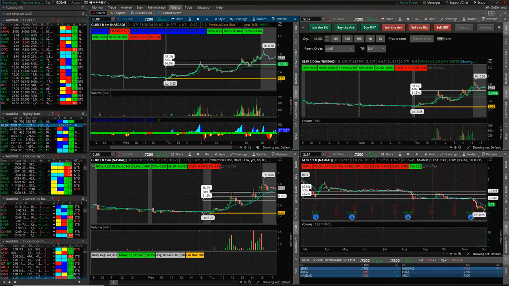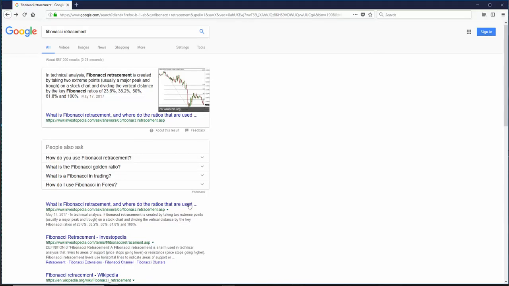On Investopedia.com you can get a ton of information about Fibonacci retracements. Basically, in a nutshell, in technical analysis, Fibonacci retracements are created by taking two extreme points, usually a major peak and trough on a stock chart, and dividing the vertical distance by the key Fibonacci ratios of 23.6, 38.2, 50, 61, and 100. There are other numbers, and things called extensions and other stuff that can get really complicated, but I'm going to try to explain this as simply as possible.